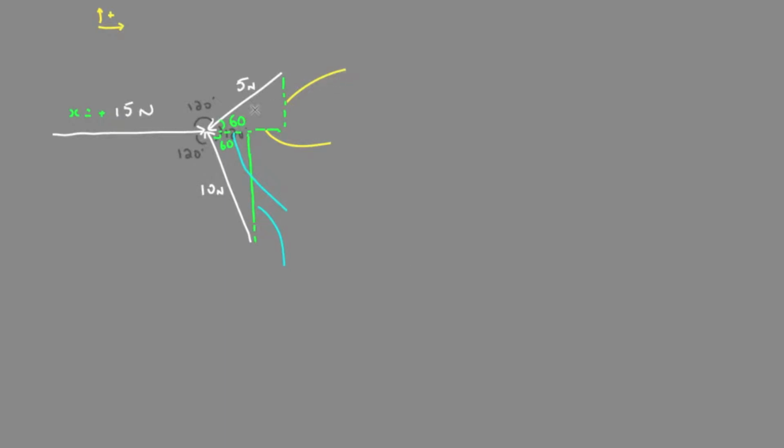We use sine for the opposite side length and cos for the adjacent. Remember, sine theta equals opposite over hypotenuse, and cos theta equals adjacent over hypotenuse.